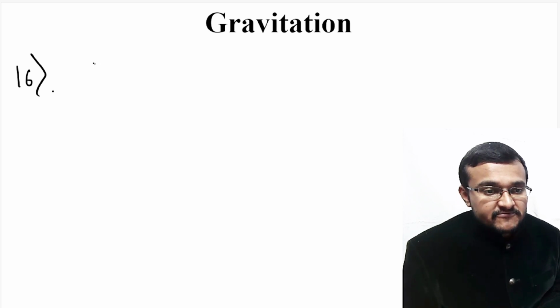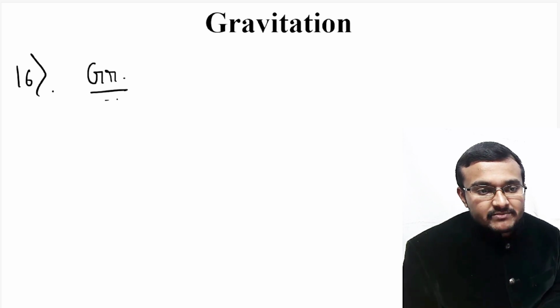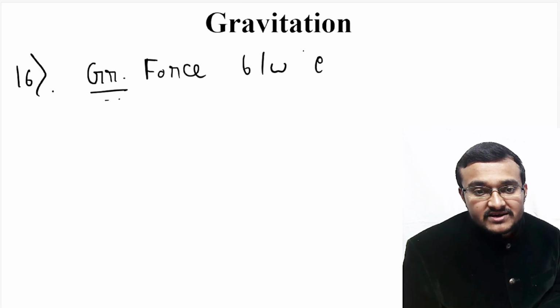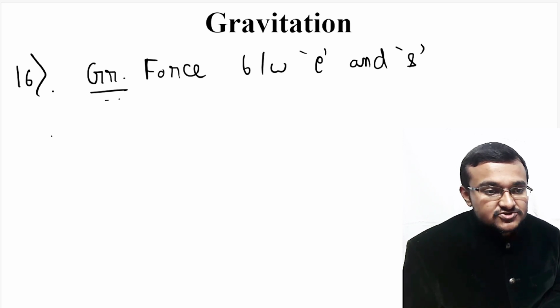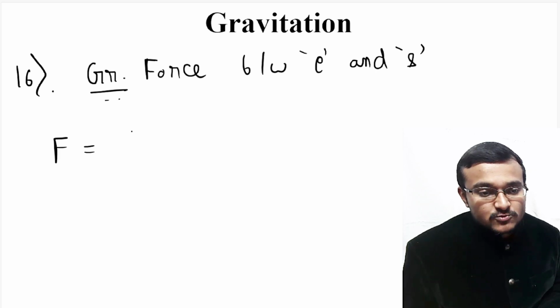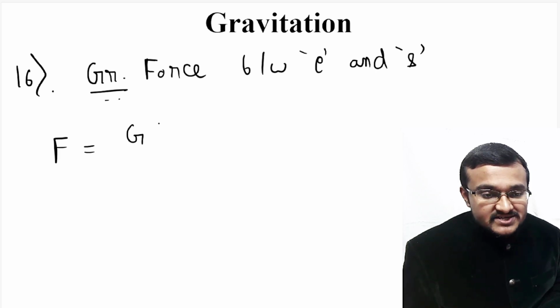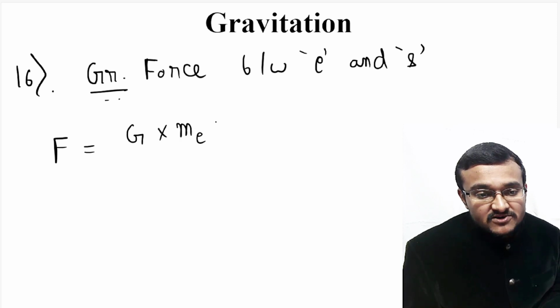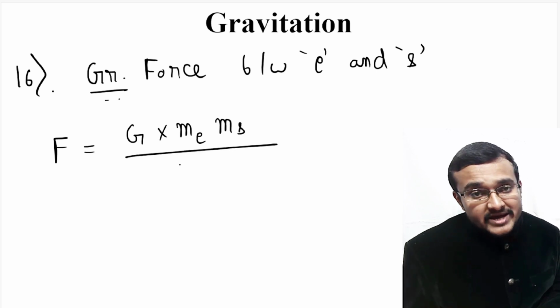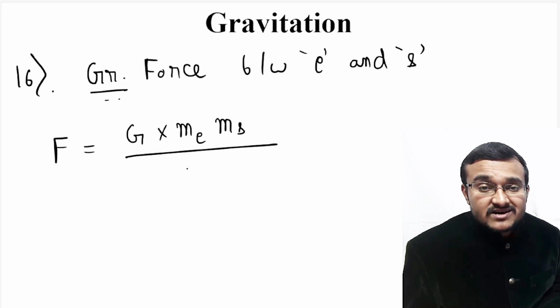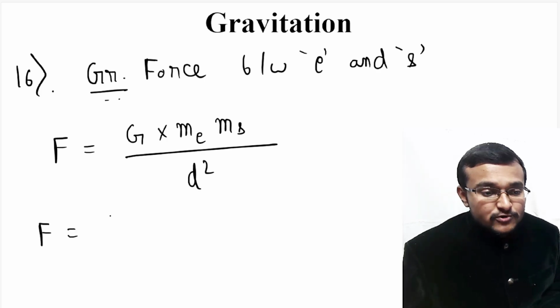In the 16th question, you have to find the gravitational force between Earth and Sun. In order to calculate gravitational force, you can take the universal law of gravitation, that is F is equal to universal gravitational constant G into mass m1, that is mass of Earth, and mass of Sun, divided by distance square. So here the distance between Earth and Sun you have to take.